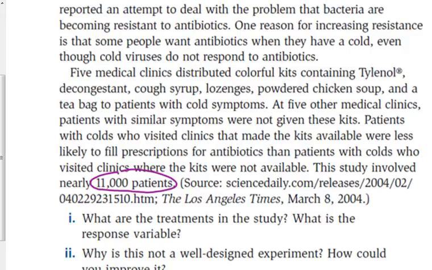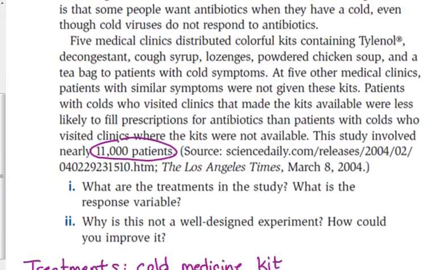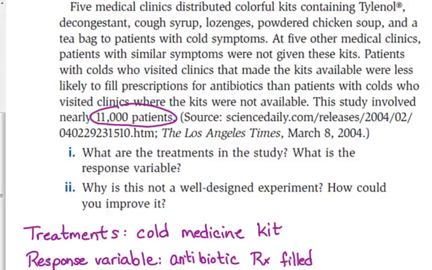Yeah. People had a choice where to go. Five clinics over here were giving kits. Five clinics over here were not giving kits. So that could be a lurking variable, where these clinics are. This population of people could be more likely to be open to other treatments instead of just automatically thinking that they have to go get a prescription. And this population over here may think, well, that's the only thing that's going to help me. The doctor prescribed this prescription. This is the only thing that helped me. You're looking at a lurking variable of just the population of people in this neighborhood versus this other neighborhood.